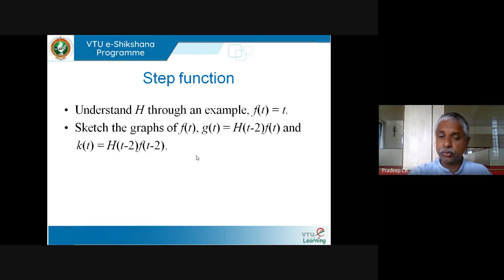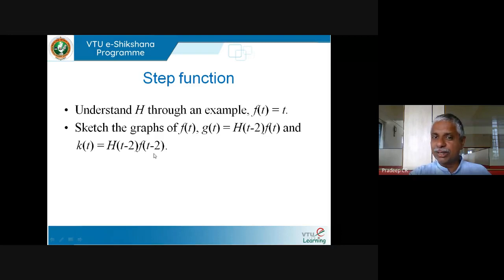In a minute, I'll show you, but I'll wait for 3 seconds so that you can pause the video and actually draw the graph of these: f(t) equal to t, but you know how to draw that graph; g(t) equal to h(t minus 2) into f(t); and k(t) equal to h(t minus 2) into f(t minus 2).